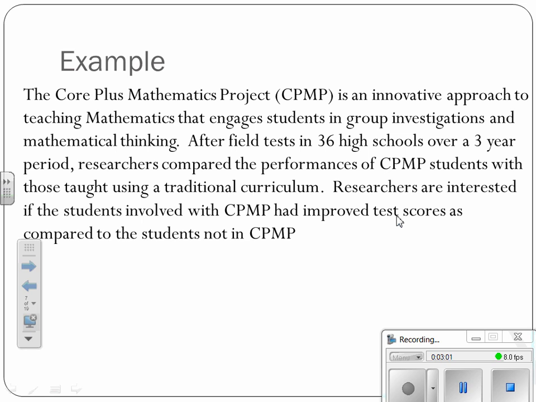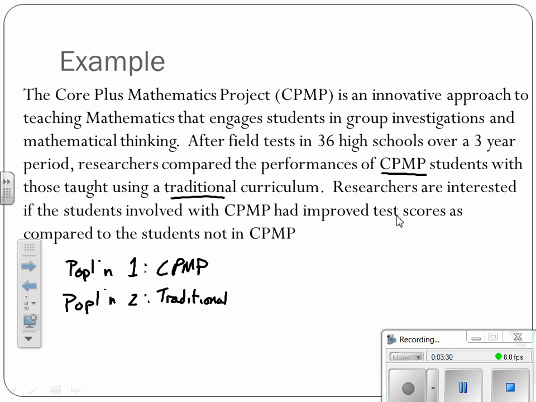One more example here. Common Core is an innovative approach to teaching math. So they do a field test in 36 high schools over a 3-year period. And they're going to compare performances of Common Core with traditional. So population 1 will be CPMP. Population 2 will be traditional.